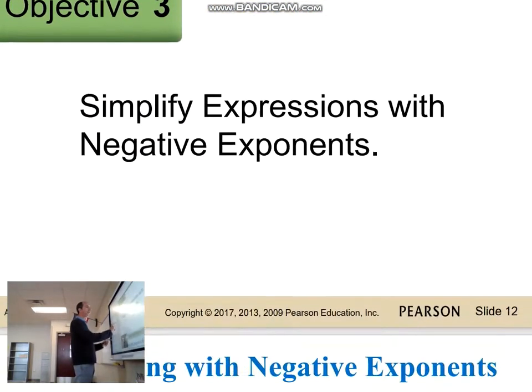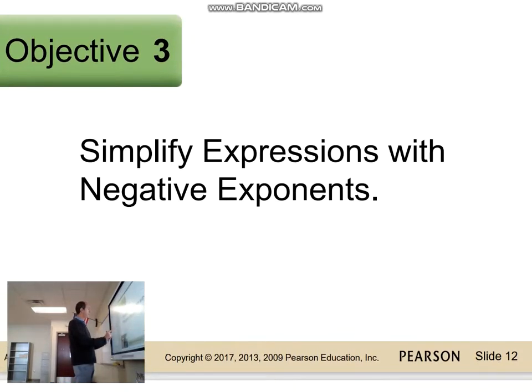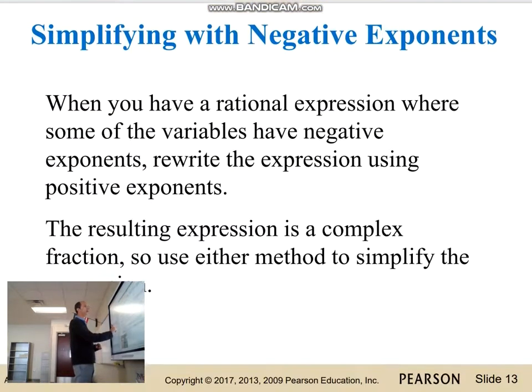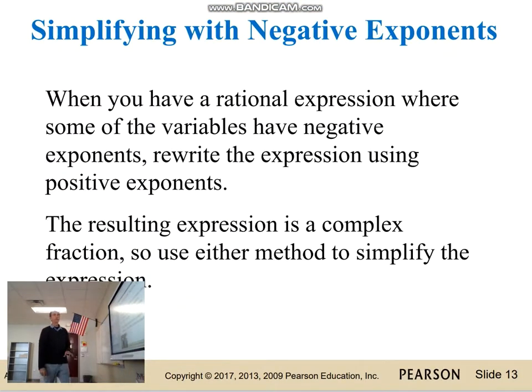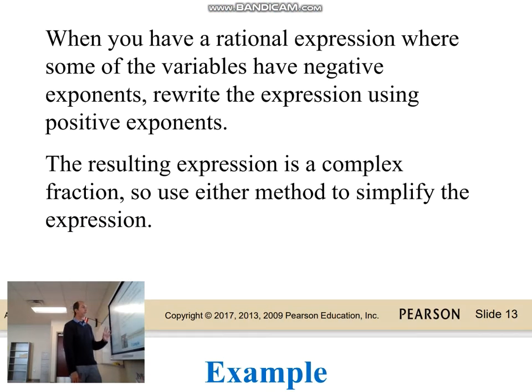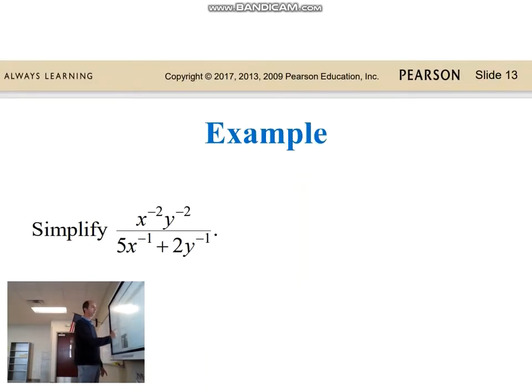Now, the next objective we will work on is simplifying expressions with negative exponents. When you have a rational expression where some of the variables have negative exponents, rewrite the expression using positive exponents. The resulting expression is a complex fraction, so use either method 1 or method number 2 to simplify the expression.